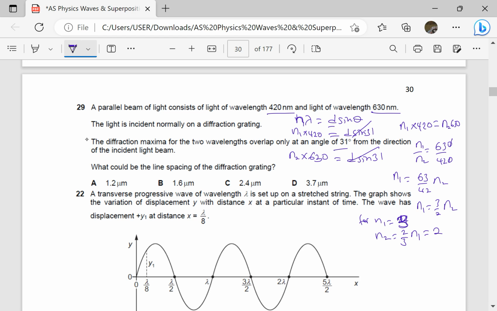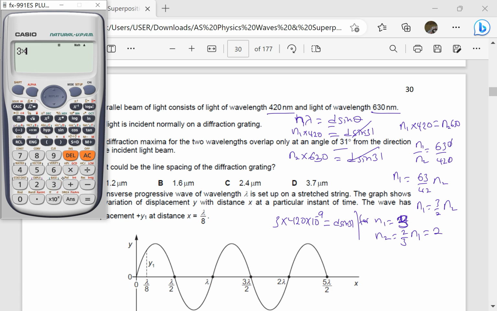If N1 is 3, N2 must be 2. So I can now substitute. I'm going to use 3 times the wavelength, which is 420 times 10 power negative 9, equal to D times sine of 31. So I have 3 times 420 exponent negative 9, divided by sine of 31, which is equal to 2.5.